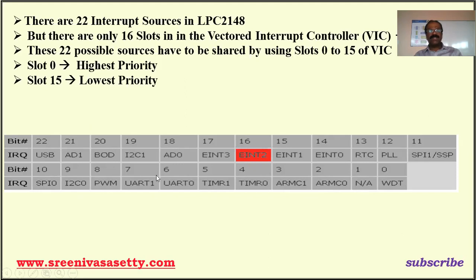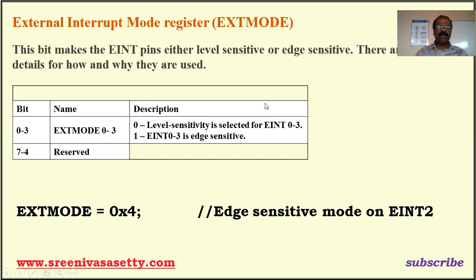Therefore, this has the highest priority and this has the lowest priority. Depending upon your requirement, you can use an appropriate slot from 0 to 15. That's the meaning of this. Now, if you want to write a program and configure the interrupt system, we require some important registers. Without knowing this, it is not possible to configure the interrupt system or write a program.